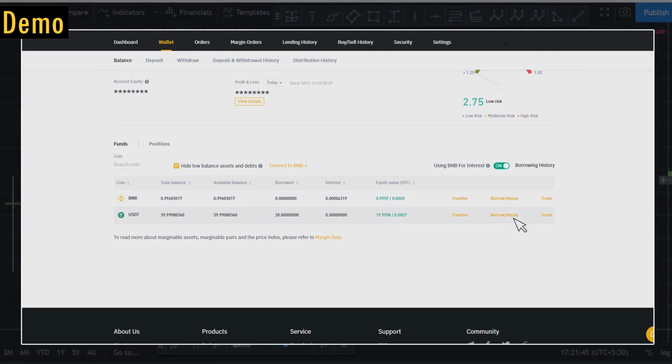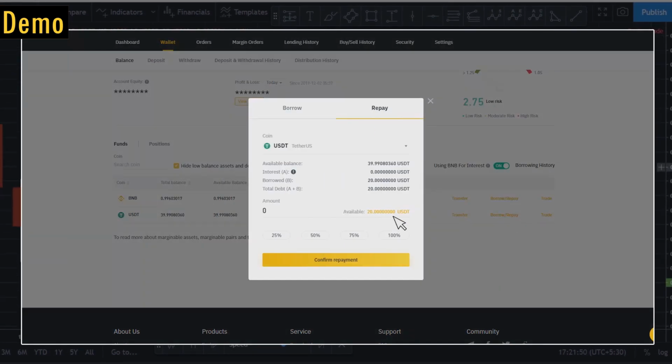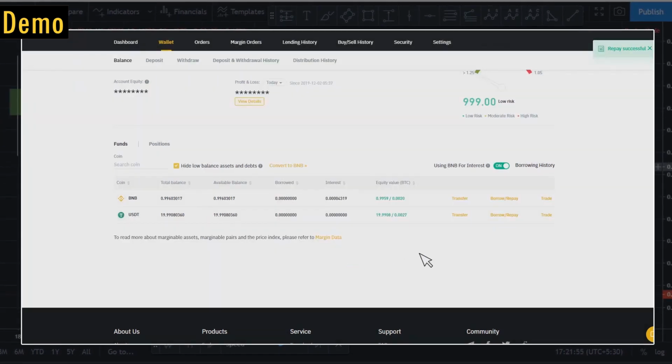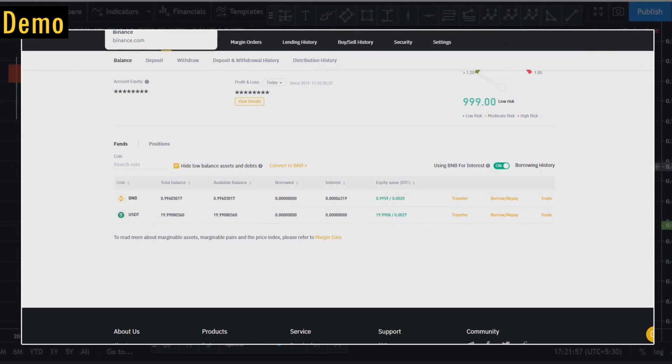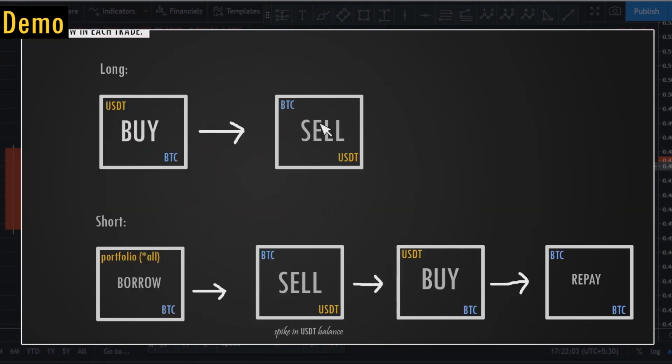And if you want to repay the amount, just click on borrow and repay and select the repay tab. You can see that you have $20 to repay. Select that. If you click that, it gets auto populated. Click on confirm repayment. Okay, so yep, that's it. You can see that the borrowed amount is 0 for both of these. So that's how you do a long trade.